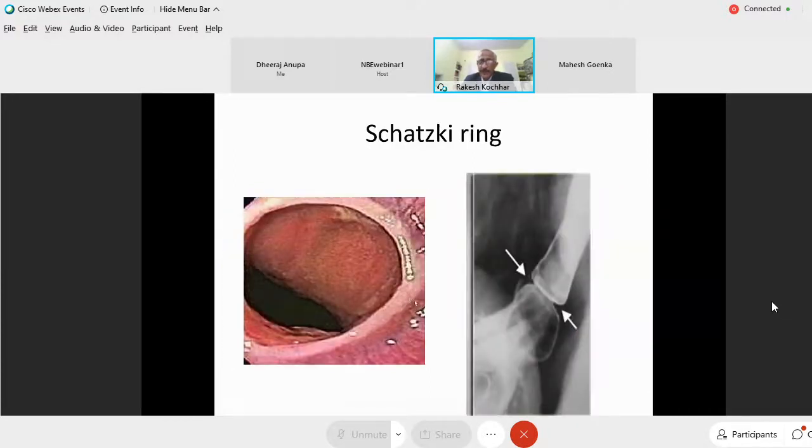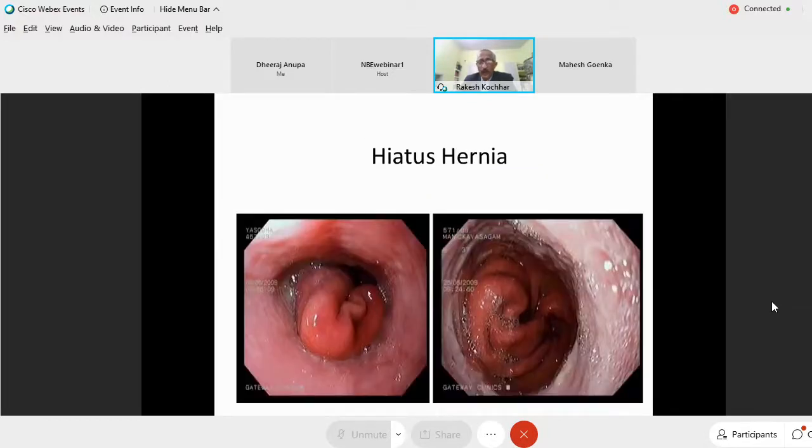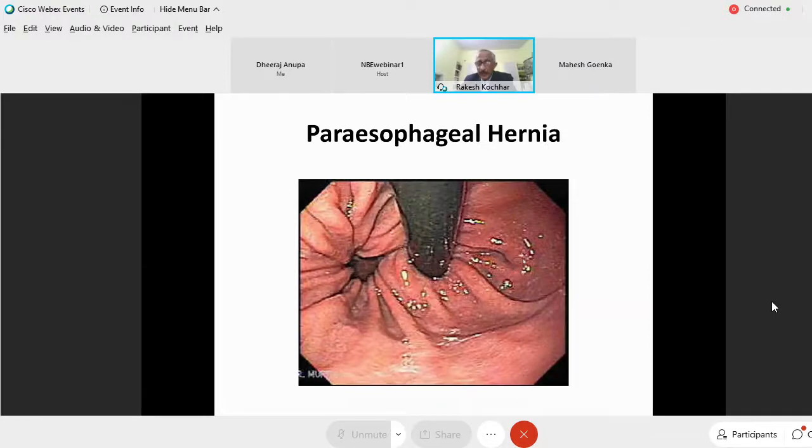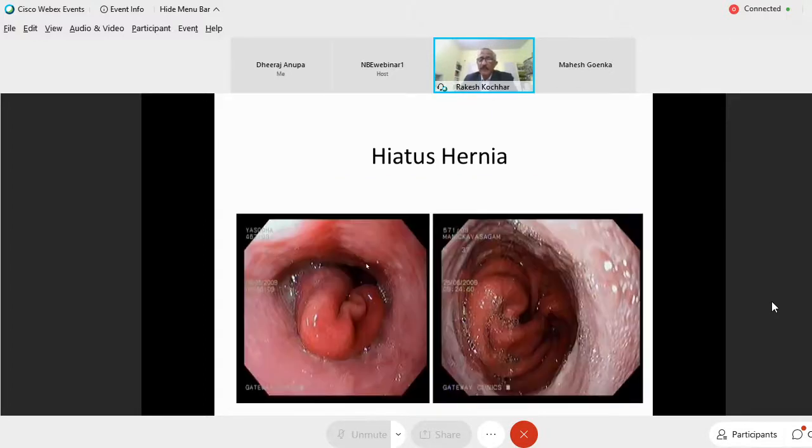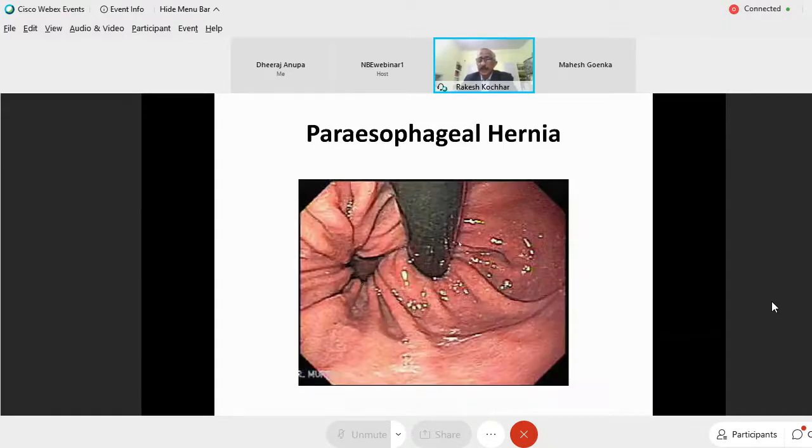Again, what is a Schatzki's ring? Schatzki's ring is a ring-like narrowing at the squamocolumnar junction in a patient with hiatus hernia. Sometimes this ring may become symptomatic. With hiatus hernia, sometimes on endoscopy, you can frankly see the gastric mucosa prolapsing. Other times, you may have to estimate the depth of the hiatus hernia. Then this is an example of a paraesophageal hernia. That was a sliding hernia, and this is a paraesophageal hernia. This is the scope, and on retroversion you can see another herniated segment.